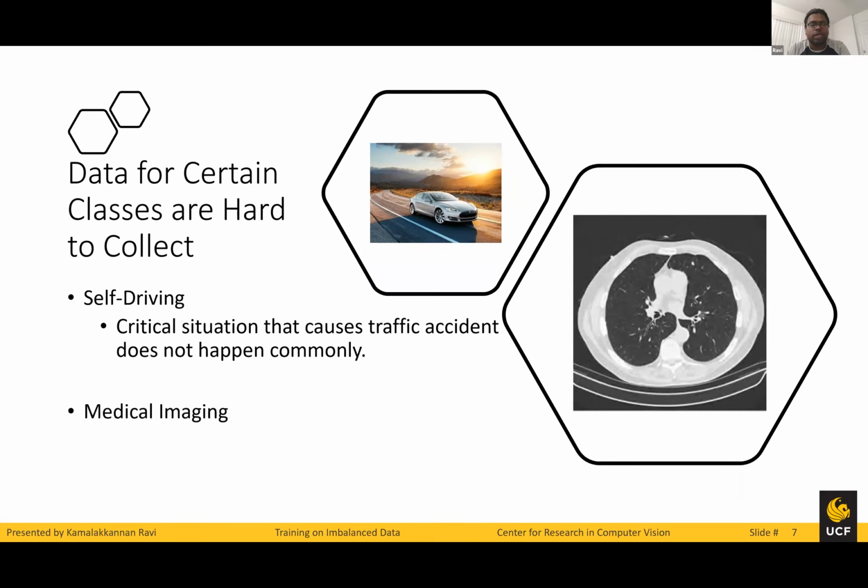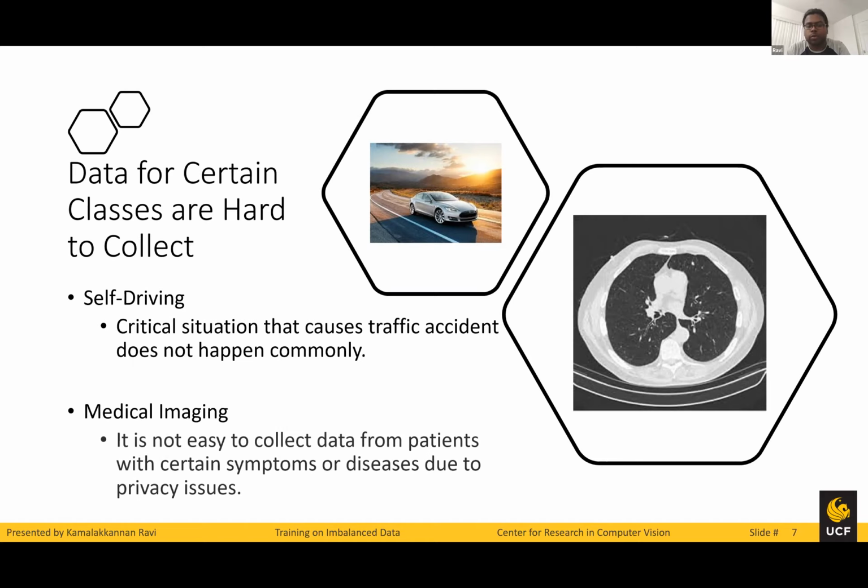It has many issues. We couldn't have, for a disease like cancer, an equal number of cancer CT scans and normal CT scans. We would have many more normal CT scans compared to abnormal, cancer CT scans. And there are also privacy issues that hinder us from getting a more balanced data set. These are two sources where we get data and how it's affected.